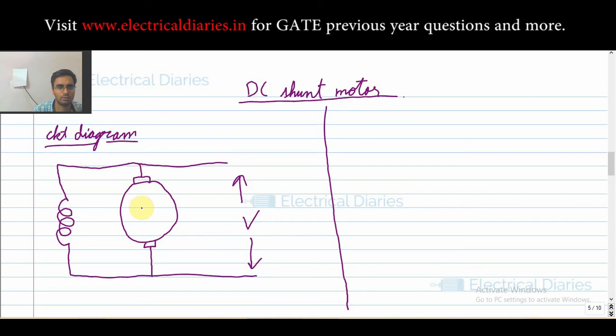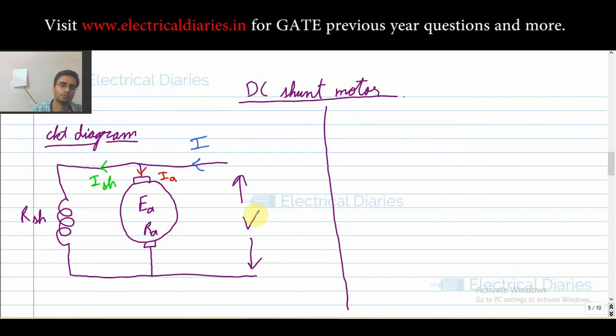This motor will have some back EMF that is denoted by EA, and this armature has some resistance RA, and your winding resistance is generally given by RSH. The current in the shunt winding is ISH, and in the armature it is IA, and the motor takes current, let us say I, from the supply. This is our supply of V.